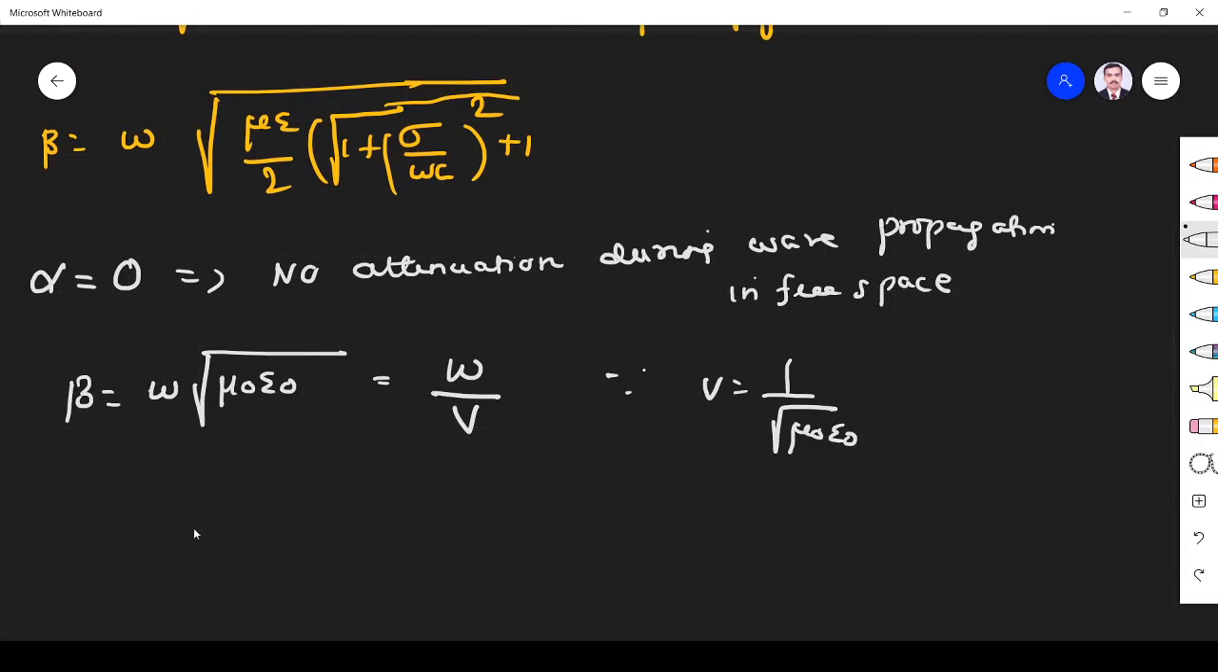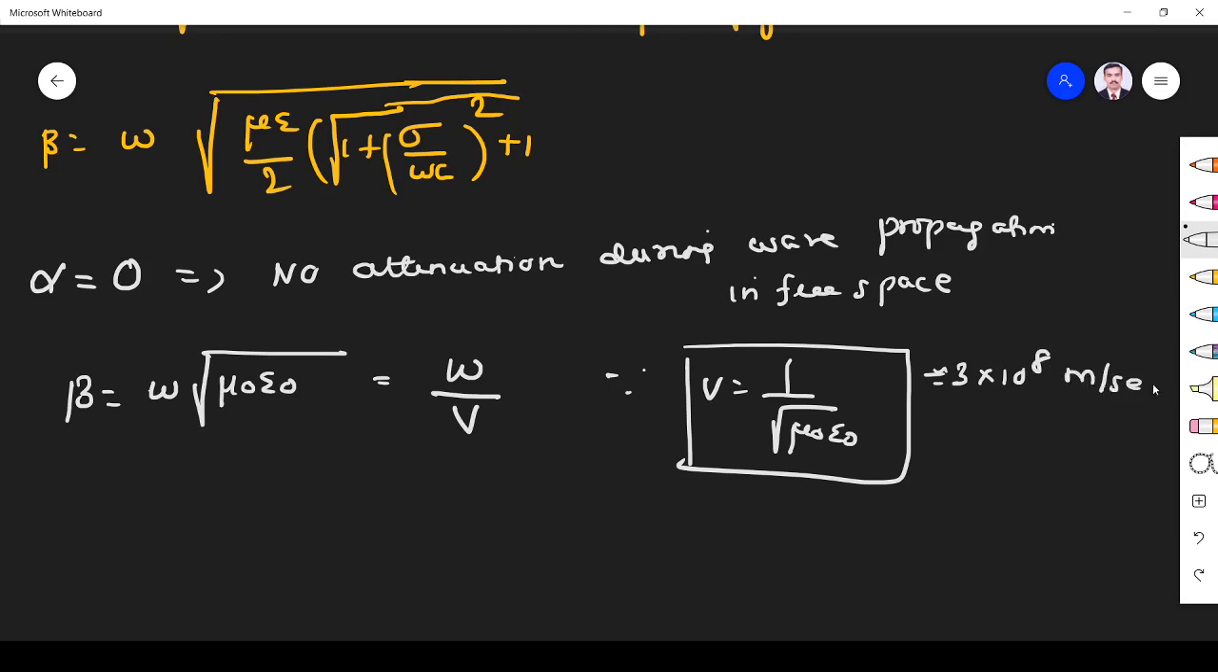Now we know what the velocity is. This is very, very important. The velocity of a plane wave when it is propagating through free space is 1 by root mu naught epsilon naught. Epsilon naught is 8.854 into 10 power minus 12, and mu naught is 4 pi into 10 power minus 7. If you substitute, it will give approximately 3 into 10 power 8 meters per second.